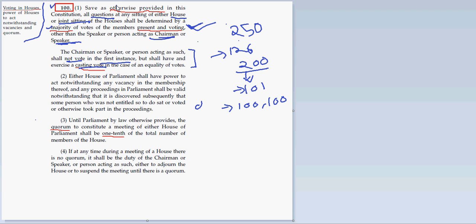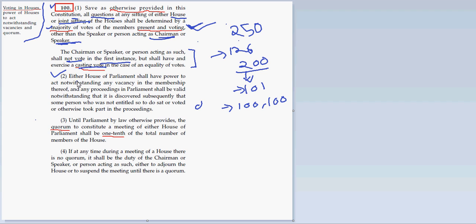Now here, one thing we have to see is, it says otherwise provided in this constitution, because in some cases we need 2/3 of the house, not just majority. But those are special cases, like constitutional amendment bill or something like that. Those will be covered in other videos, but this is the general case.